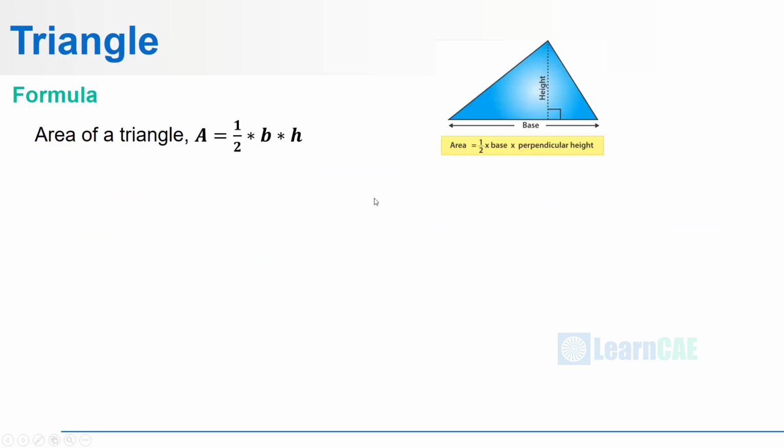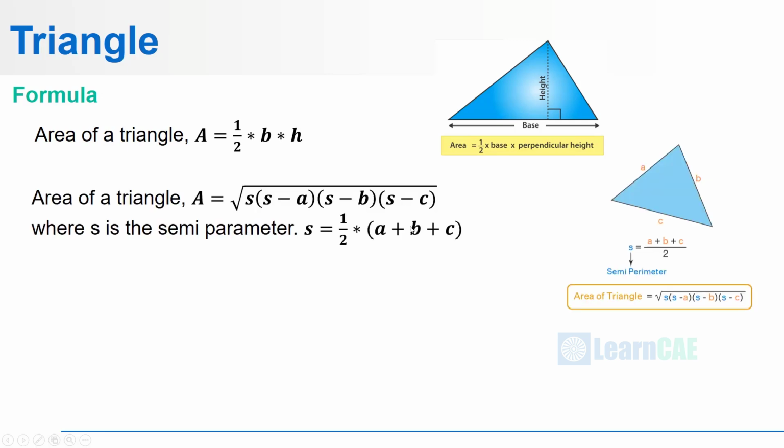The area of a triangle is given by half into base into height. This is well-known formula. Next is the area of a triangle where the three sides are given. That is side A, B, C. We can formulate the area as A is equal to square root of S into S minus A into S minus B into S minus C, where S is the semi-perimeter. That is half of sum of all three sides A, B, C.